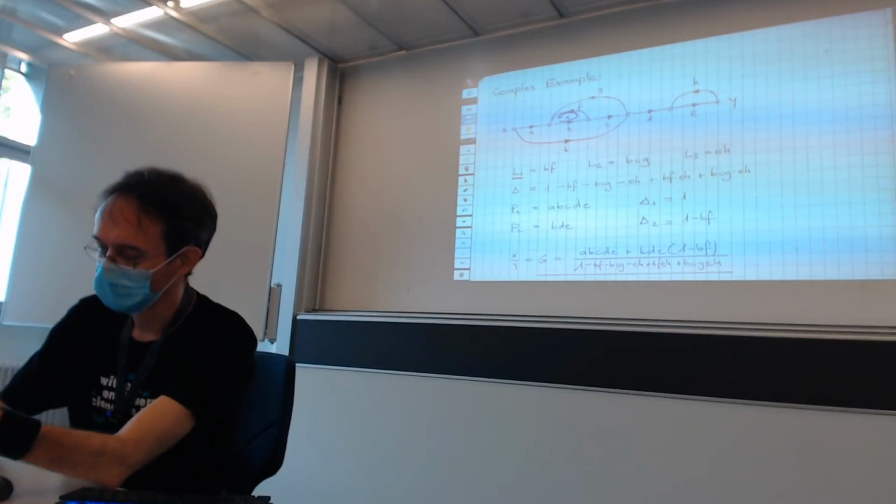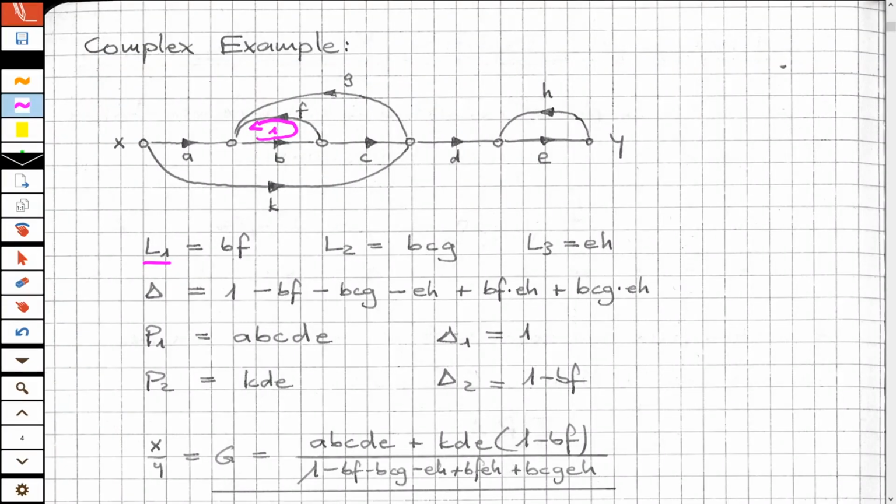So another way to go in circles here would be this one. You start here and walk around here. This is loop number 2. And then a third loop is you start here, walk around here. This is loop number 3. And the loop gain is just everything you find along the way, you multiply it. So here it is E times H. And this is how you calculate the loop gains.